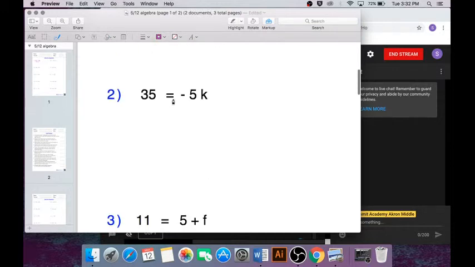Number 2, 35 equals negative 5k. First thing we're going to do is identify our variable, which is k. We're going to look at what is attached to it. Negative 5 is attached to k through multiplication. We know that because there's no symbol. So the opposite of multiplication is division. So we're going to divide by negative 5.